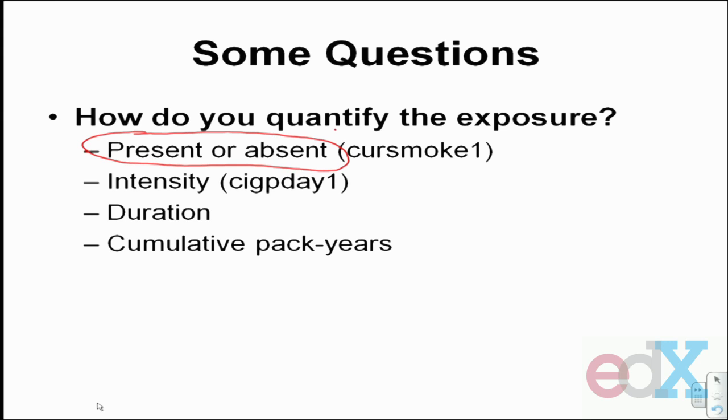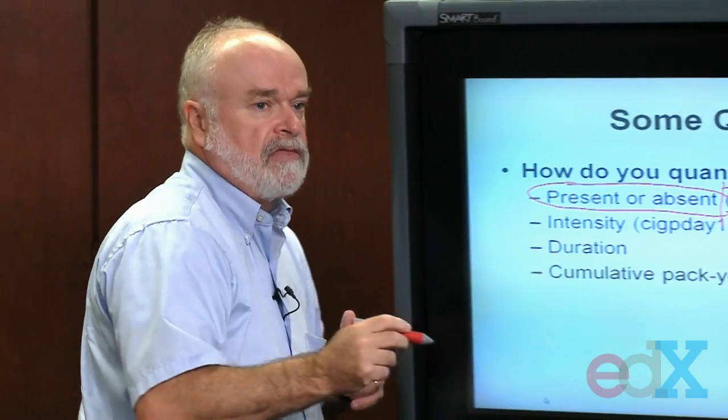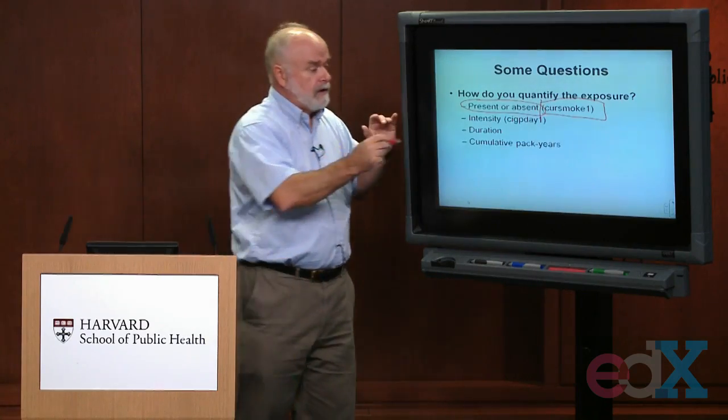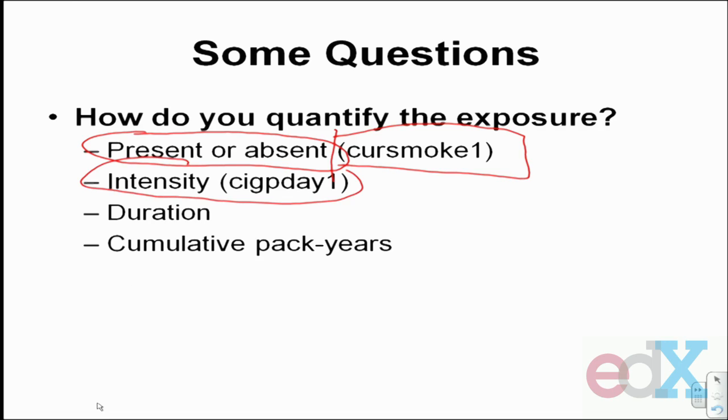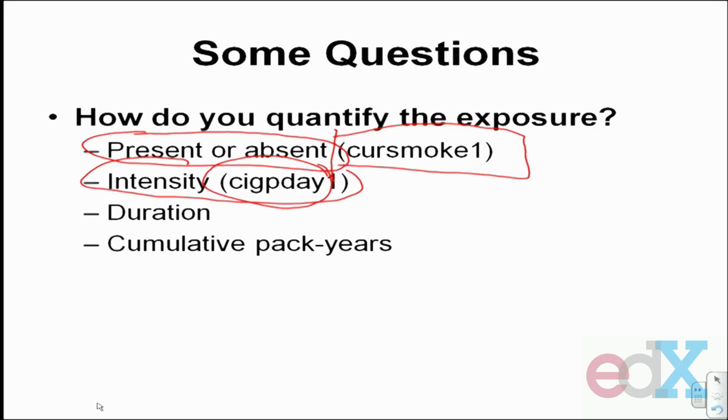You have a variable called CurSmoke1 at the 1956 exam, which labels a person as a smoker or a non-smoker. But it doesn't make a difference whether a person's smoking 1 cigarette a day or 60 cigarettes a day. He's still called a smoker. So an alternative is to try to come up with an exposure that measures the intensity, the amount of smoking. And then we have, for that, another variable in your data set called CIGPDAY1, which is the actual number of cigarettes. And that might be a better exposure to do, especially if you expect some sort of what we refer to as dose-response relationship.